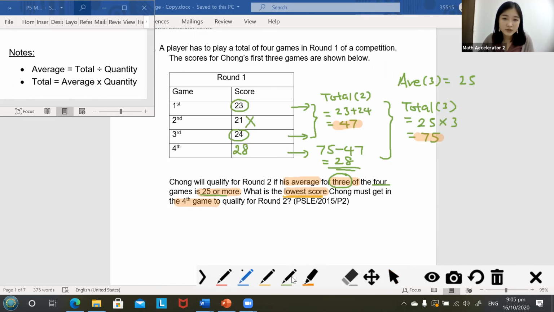Right, so if you go and add 23, 21, and 24, and divide it by 3 to get an average, you wouldn't have 25 or more, right? So you need another score that is a bit bigger, but still the lowest score, that he needs in order to have an average of 25 here.